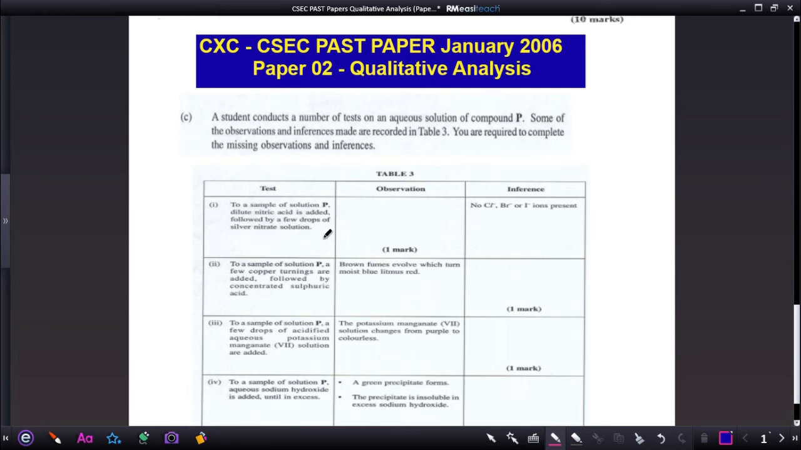To a sample of solution P, dilute nitric acid is added, followed by a few drops of silver nitrate. And as mentioned before, once you see silver nitrate with nitric acid, you know that they are looking for the halides. And the inference states that the chloride, bromide, and iodide ions are not present. So what would be the observation? No observable reaction.